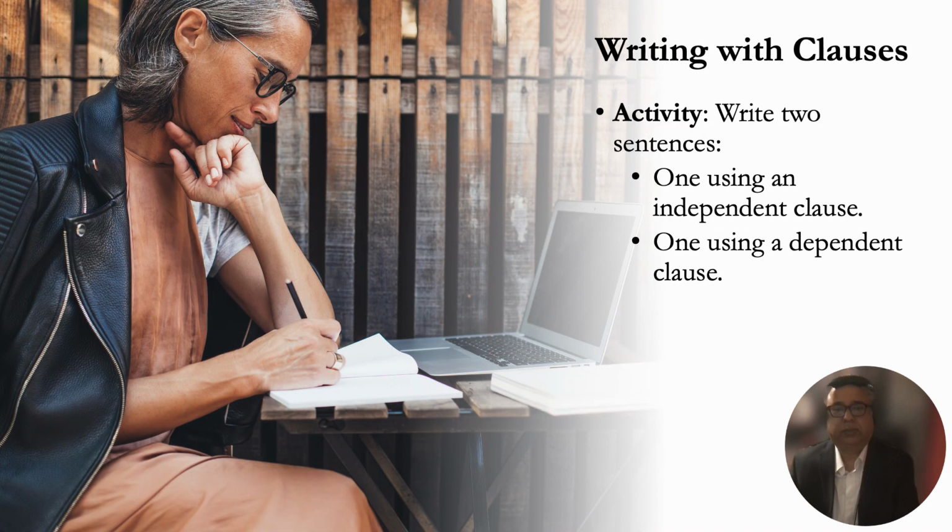Okay, now write 2 sentences. I need you to write 2 sentences, one using an independent clause, a complete thought. I'm not giving you any examples. I'm not giving you any answers. I need you to practice, okay, by yourself. So write a complete thought, a complete idea. And then write another one using a dependent clause and an independent clause, so a combination of 2 clauses. I believe in you. I'm confident that you can do this by practicing.